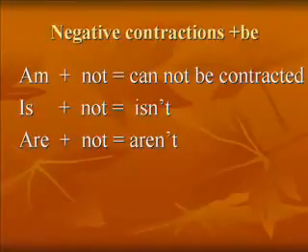Negative contractions of B. You know that the sign of negation is not. So the verb to be can be contracted with not. For example, am plus not cannot be contracted. Remember, am not cannot be contracted, you cannot say amn't. But is plus not can be contracted into isn't, and are not can be contracted into aren't. So you can see is not is equal to isn't and are not is equal to aren't.